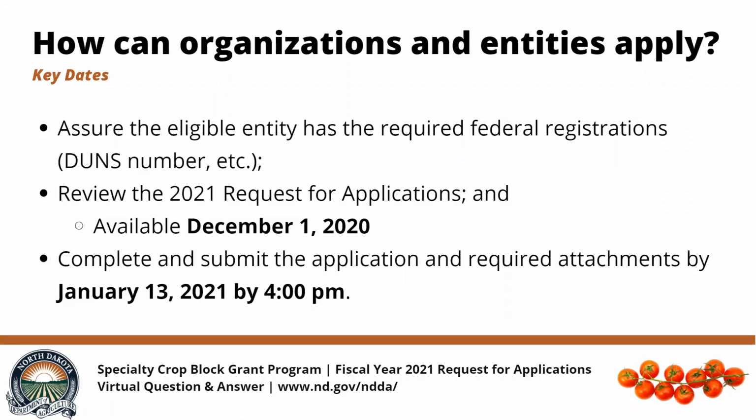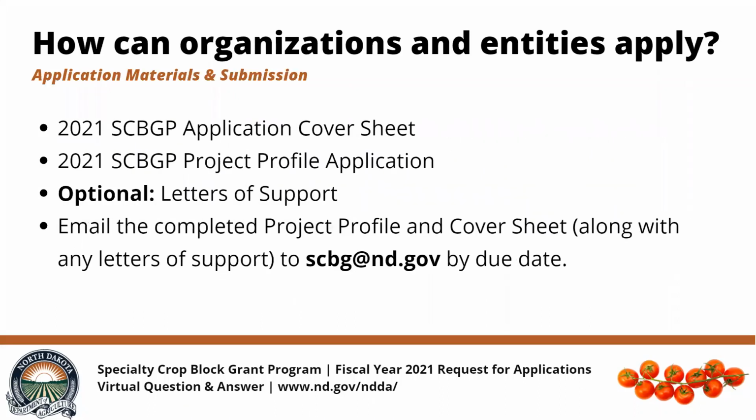on January 13th, 2021. All applicants are required to submit the 2021 Specialty Crop Block Grant Program application cover sheet and project profile application to scbg@ndda.gov. All applicants have the option of preparing and submitting letters of support from project stakeholders for consideration, along with the application. The optional letters of support also need to be included within the application package and submitted by the deadline for consideration.